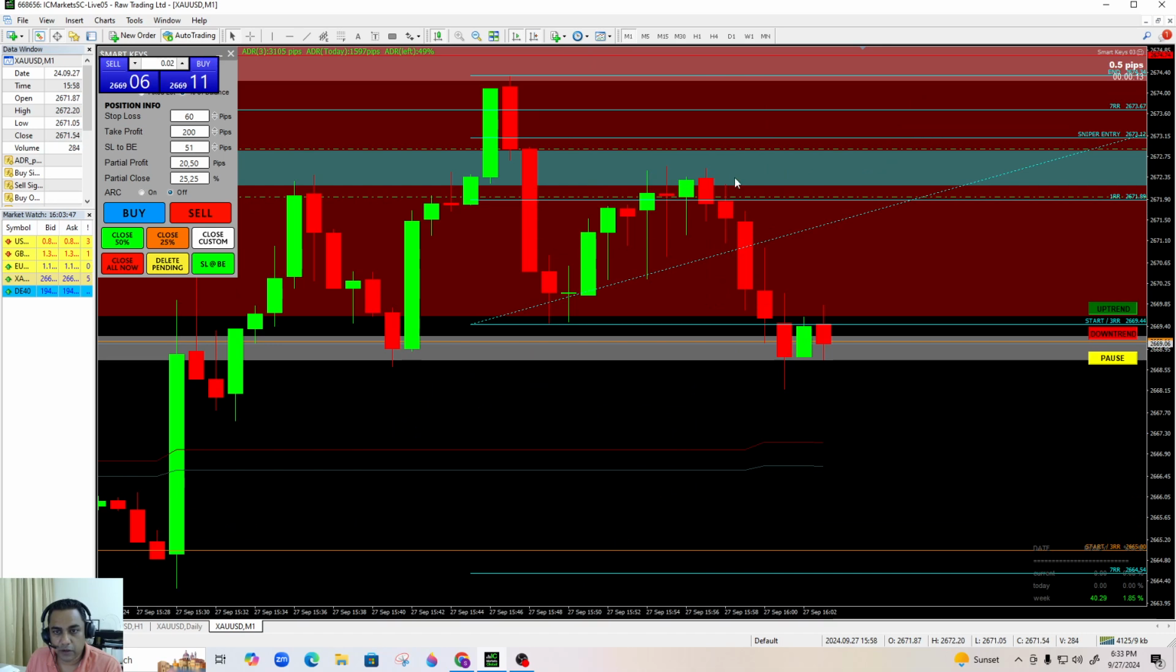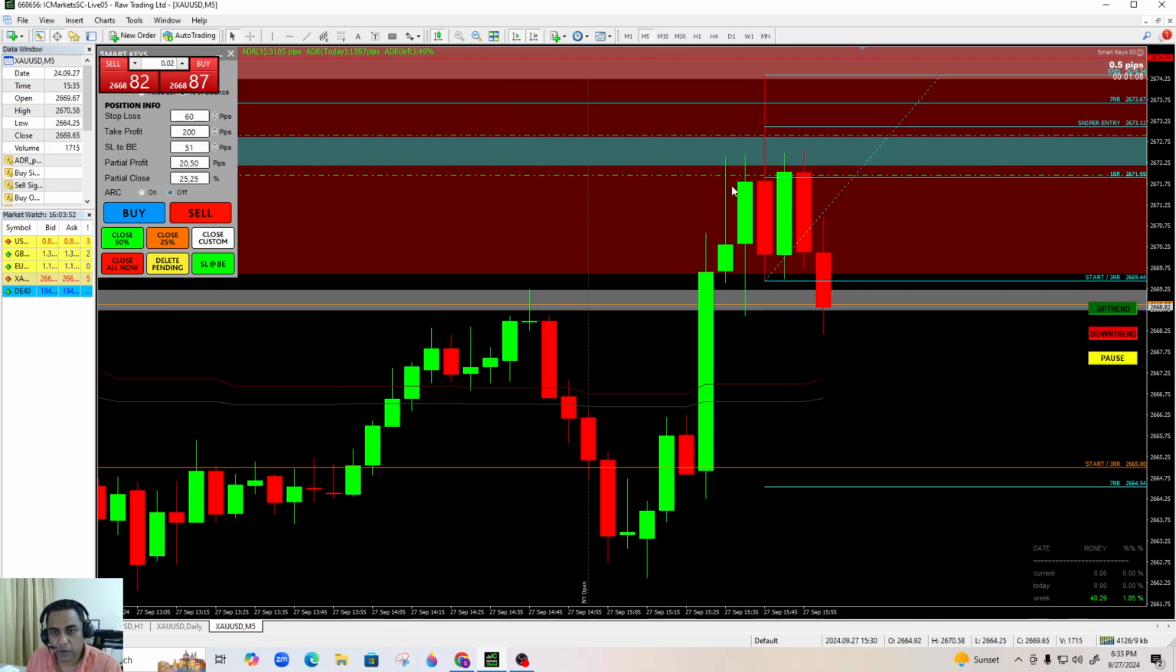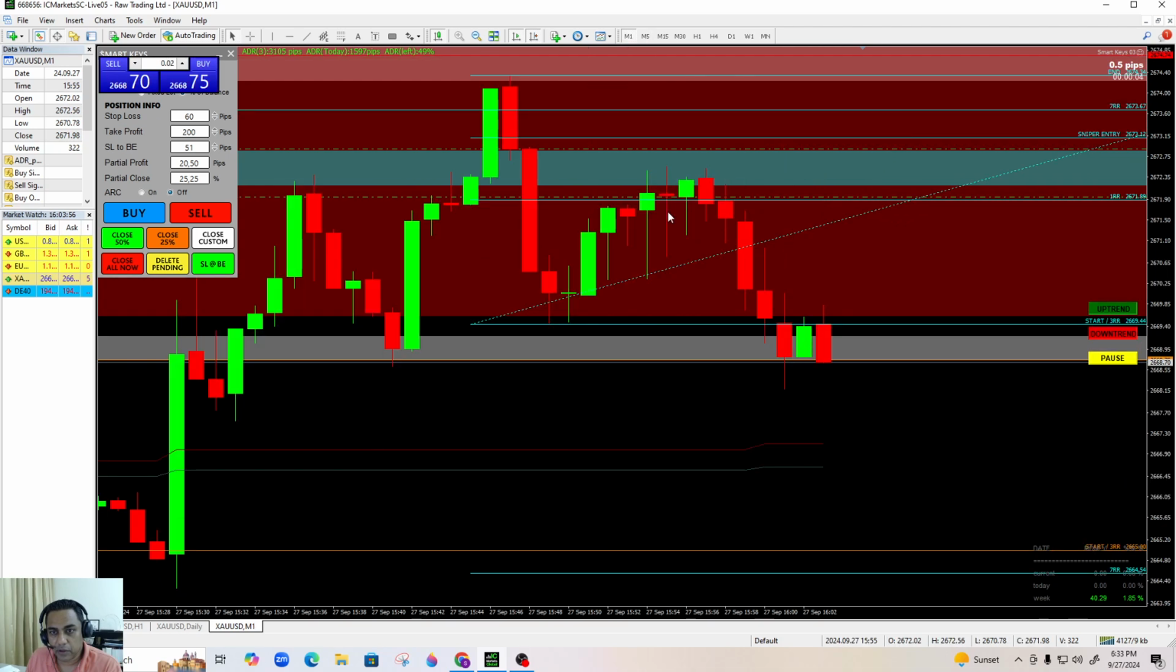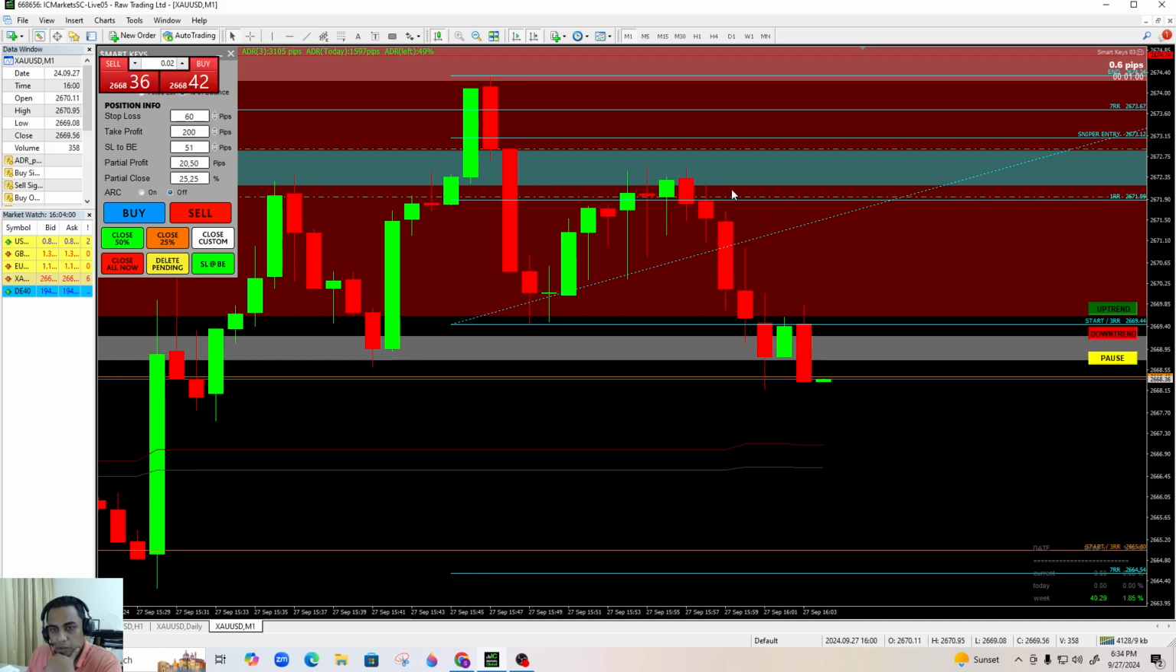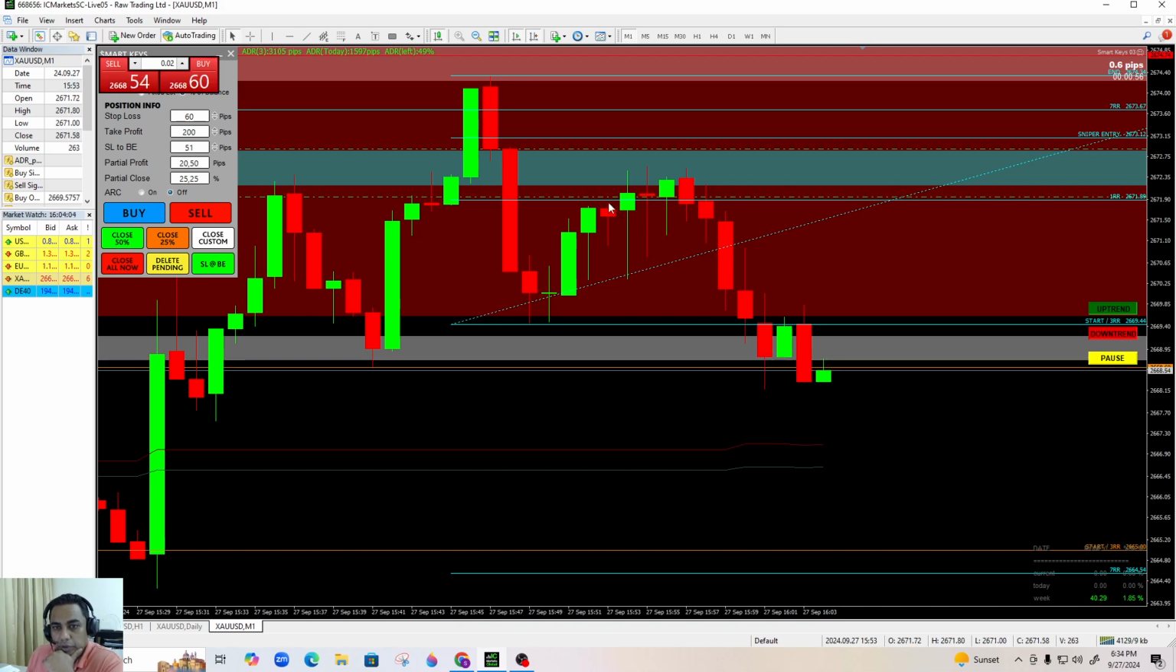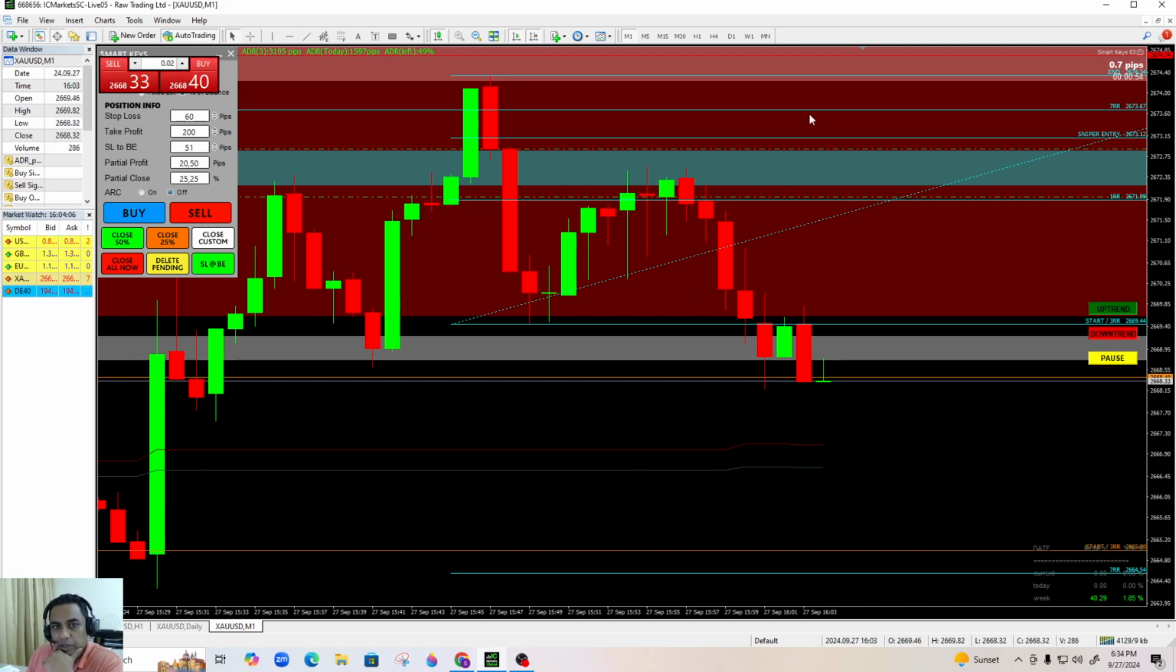Yeah, so we failed here. Came down, 5 minute came down. Price failed to come back up here. So price needs to come there or break this high. If it breaks this high and goes deeper, then I'll take another trade up here.